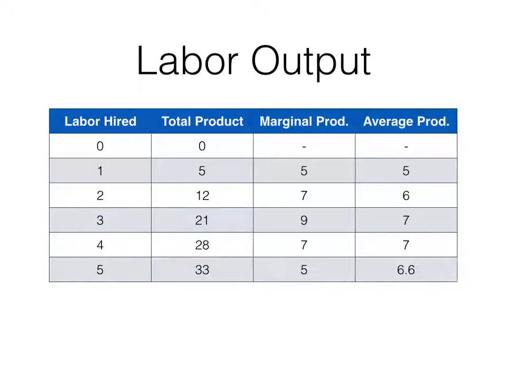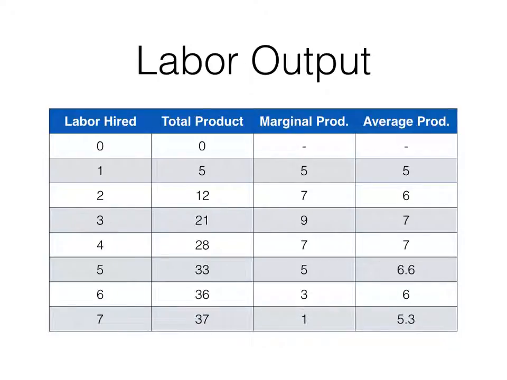And we can keep going down through 7 workers, and we see that originally output increased at an increasing rate. It increased by 5, then 7, then 9, and then it begins increasing at a decreasing rate. It goes from 21 to 28, so it increased by 7, 28 to 33, it increased by 5, 33 to 36, that's 3, on down to 37. And what we're seeing is output increasing at an increasing rate at first, and then increasing at a decreasing rate afterwards. And the question is why?